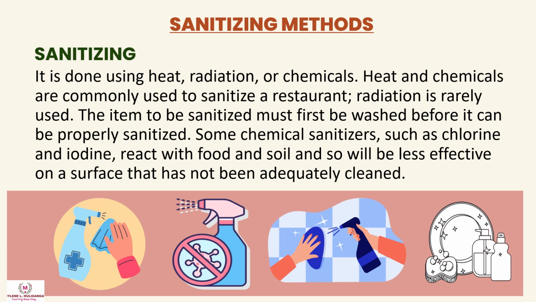Sanitizing methods. Sanitation is done using heat, radiation, or chemicals. Heat and chemicals are commonly used to sanitize a restaurant. Radiation is rarely used. The item to be sanitized must first be washed before it can be properly sanitized. Some chemical sanitizers, such as chlorine and iodine, react with food and soil and so will be less effective on a surface that has not been adequately cleaned.